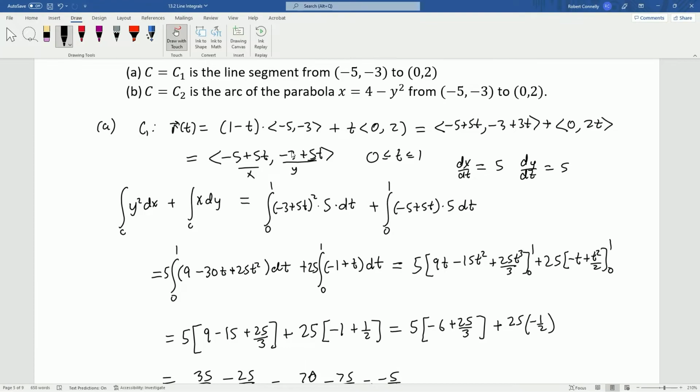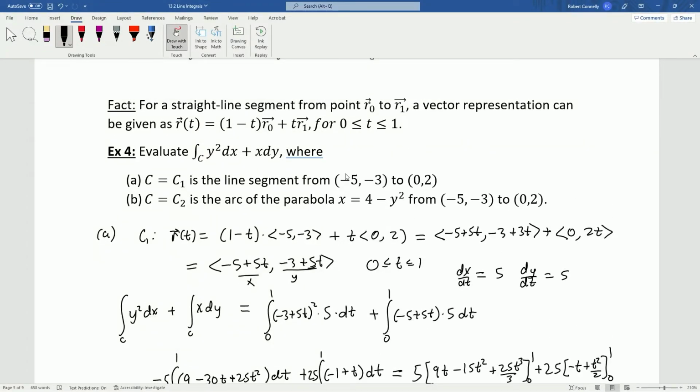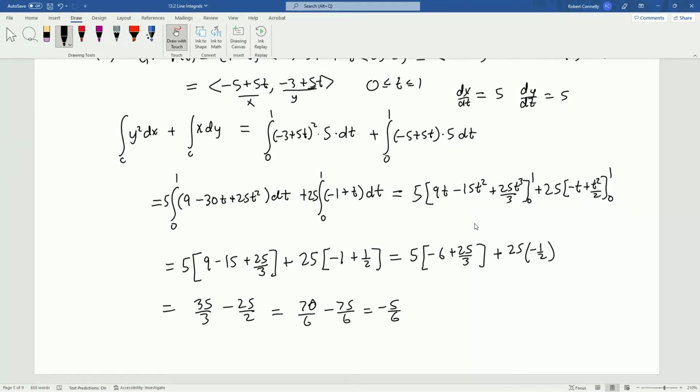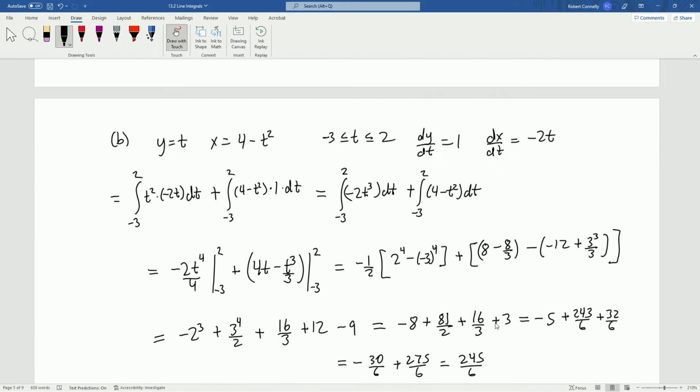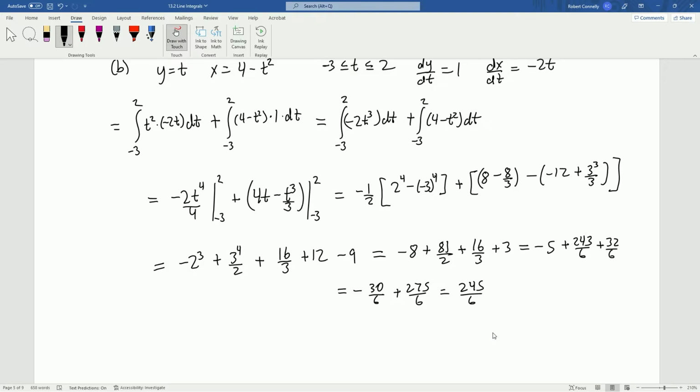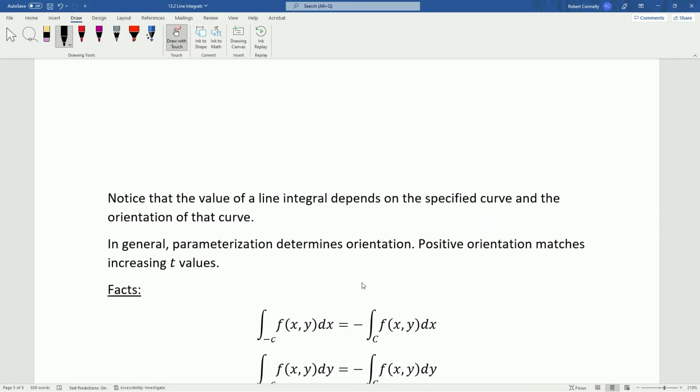We took two line integrals from the same point to one another, and we did not get the same thing at all. Got very different values for these line integrals. So keep in mind that the value of the line integral depends on both the specified curve and the orientation of that curve. In general, parameterization determines the orientation, so a positive orientation matches increasing t values.